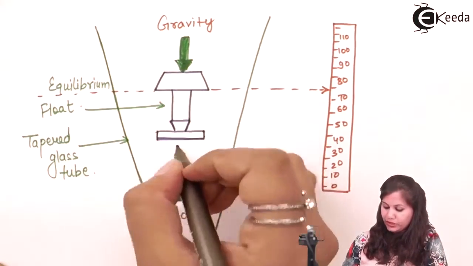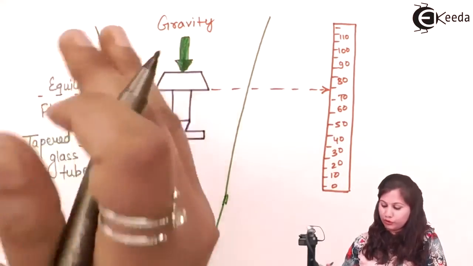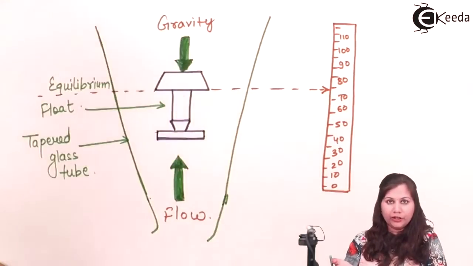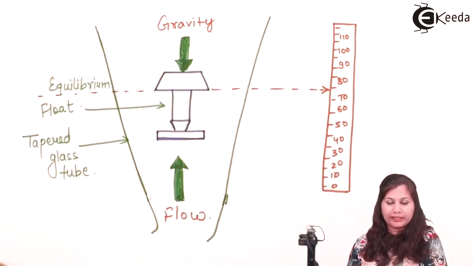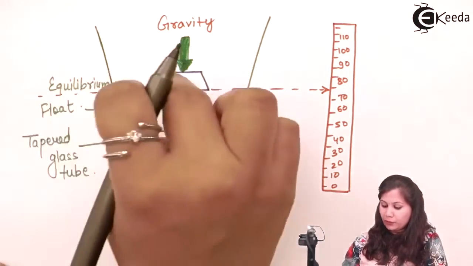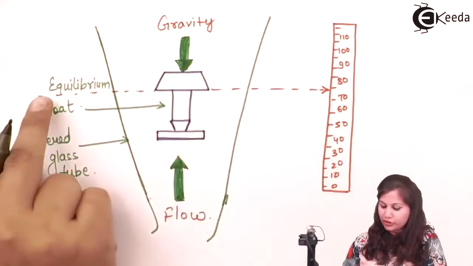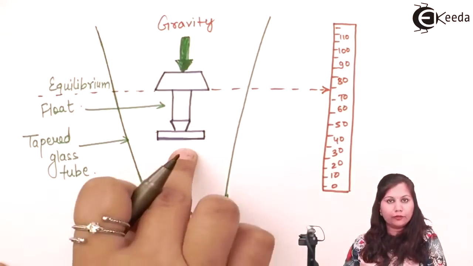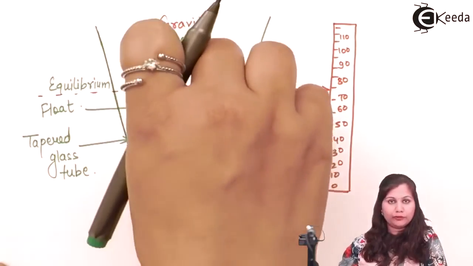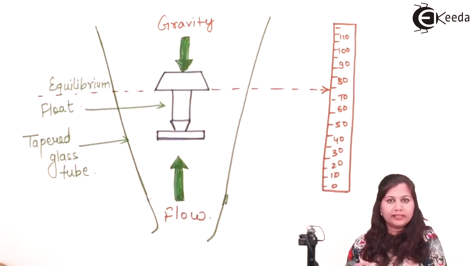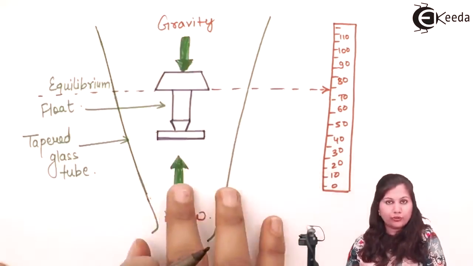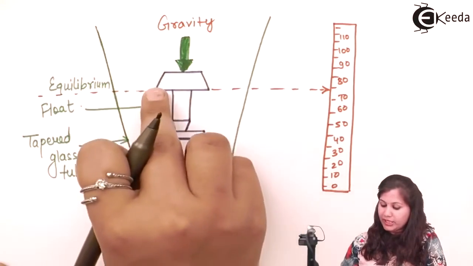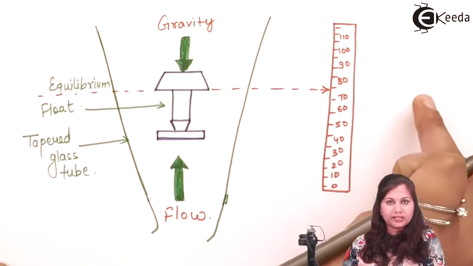When the fluid flows, there is an upward force acting on this float, due to which the float rises up in this tube. Now gravity is also acting on this float, and this gravity will try to pull the float downwards. The float will come to an equilibrium position when the upward and the downward forces acting on it are equal. So it will come to the rest position, or the equilibrium position, where the two forces are equal, and we can read its position on a graduated scale.